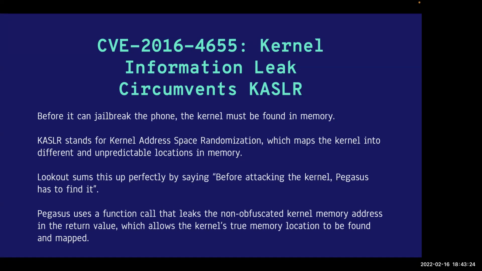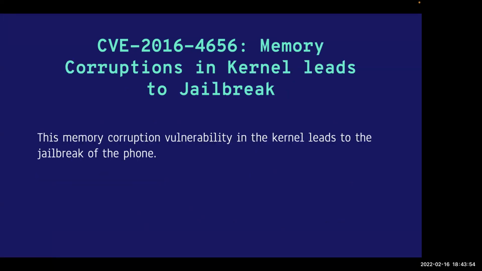So before it can actually jailbreak the phone, the kernel must be found in memory. KASLR stands for kernel address space layout randomization, which maps the kernel into different and unpredictable locations in memory. Lookout sums this up perfectly by saying before attacking the kernel, Pegasus has to find it. And Pegasus uses a function call that leaks the non-obfuscated kernel memory address in the return value, which allows the kernel's true memory location to be found and mapped for the next exploit, which is a memory corruption in the kernel that leads to the jailbreak.